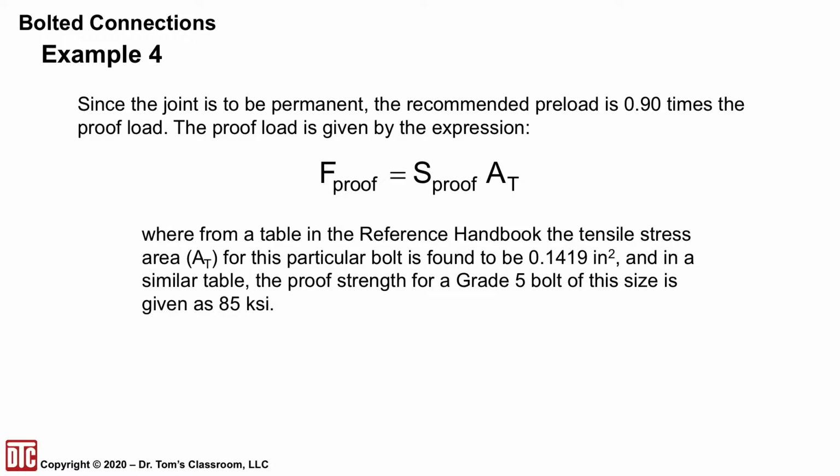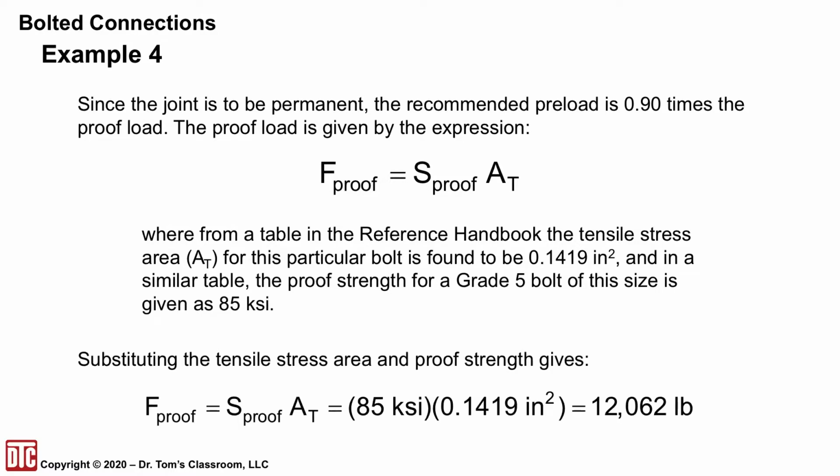Okay, so since the joint is to be permanent, the recommended preload is 90% of the proof load. The proof load is S_proof times the tensile stress area A_t. From the reference handbook, the tensile stress area for this particular bolt is 0.1419, and a table not a page over, the proof strength for a grade 5 bolt of this particular size, I think it's 1/4 inch to 1, is given as 85 ksi, 1000 psi.